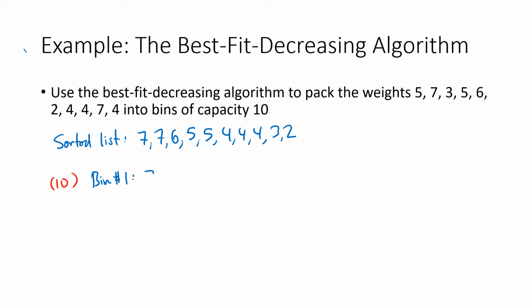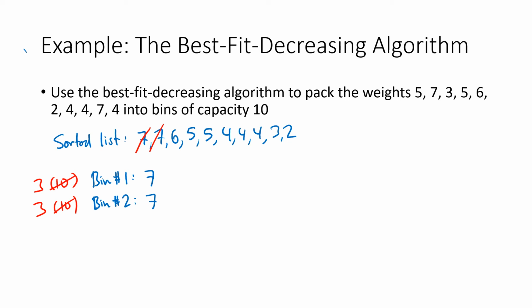We've got a 7, that's going to go in bin number 1 because that's the only place it can go. Update my capacity down to 3. Cross 7 off my list. I've got another 7 that doesn't fit into bin number 1. That's the only bin I have right now, so I have to open up a new empty bin with capacity 10, and that's where the 7 is going to go. Cross the 7 off my list, update my capacity.